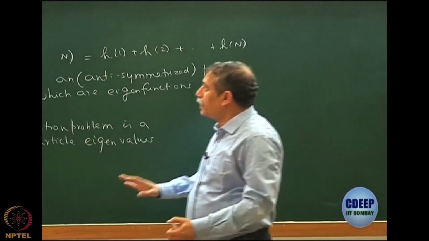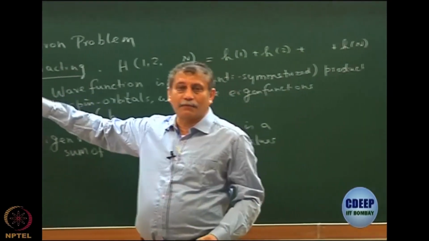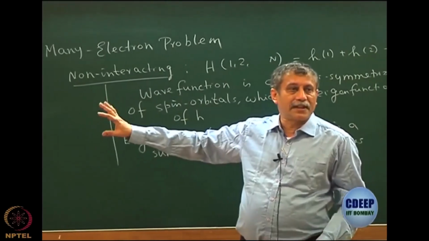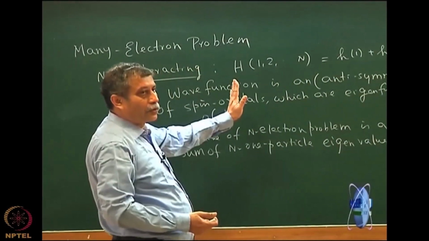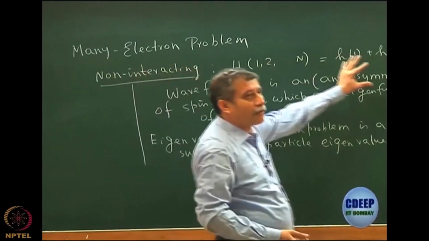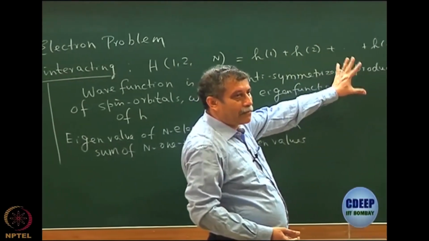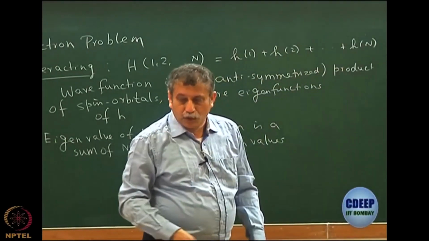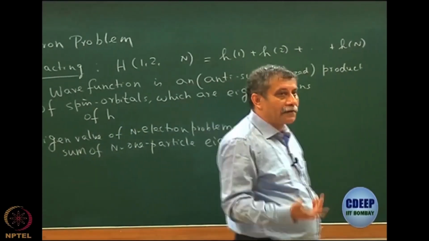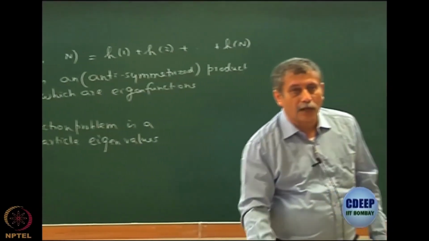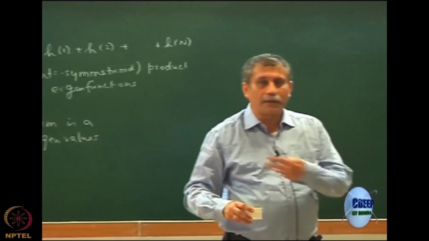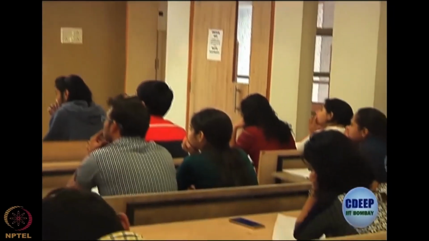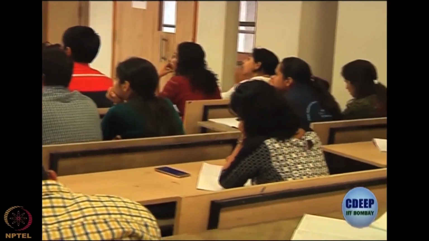So, when we talk of the many electron problem henceforth, it essentially means an interacting many electron problem and not a non-interacting one, which means the Hamiltonian cannot be written in this form, as a sum of n one particle Hamiltonians. Those are the problems which are of interest, because they cannot be trivially solved by solving the one particle problems. Like this problem can be solved trivially: as long as you can solve the one particle problem, you can solve the n particle problem.